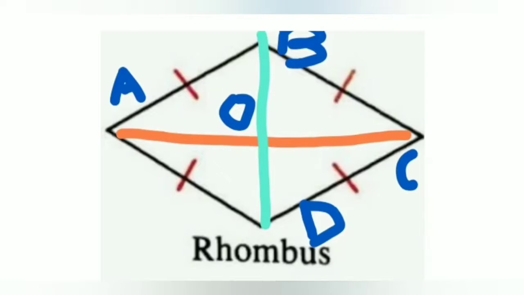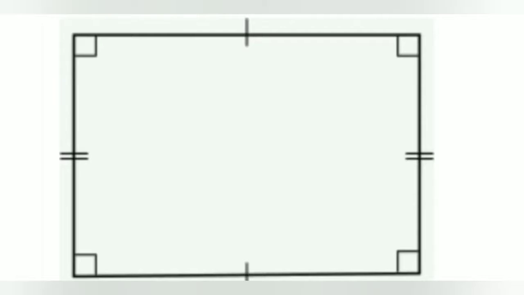Next is rectangle. A rectangle is also a parallelogram with equal angles. Means in a rectangle all the four angles are equal and each of the angles is a right angle, means 90 degrees, and diagonals are equal.